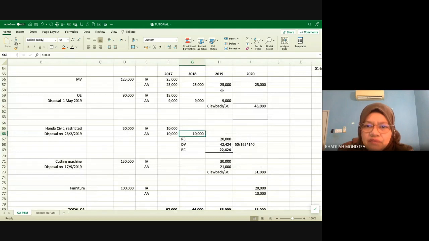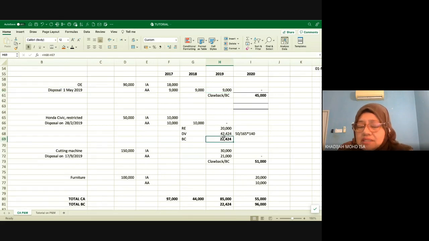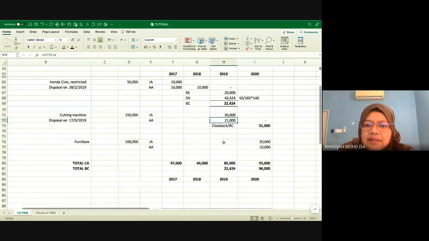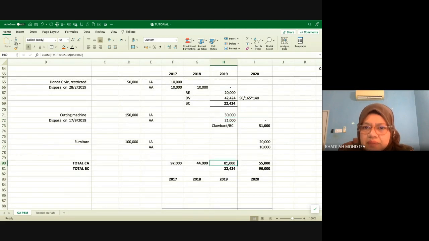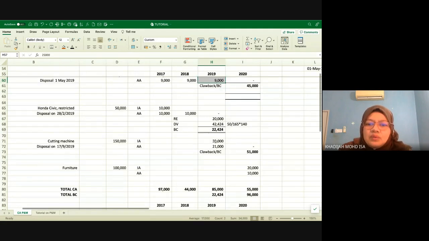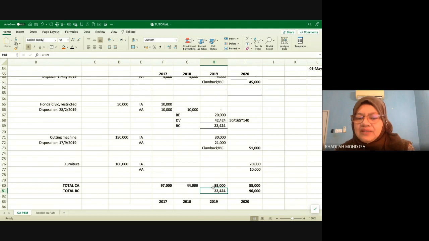But in 2019, careful, because in 2019, you have 25,000 and then you have 9,000. So that is 34,000 already. But here you have a balancing charge. So it's not a capital allowance. Then you have another 30 and 21 capital allowance. And then your total capital allowance is 85,000. Right? So again, 25,000 plus 9,000 plus 51,000, you should get 85,000 capital allowance. But the 22,424 is what we call balancing charge. So do not mix between the two. You have CA of 85,000 and you also have 22,424 of balancing charge.